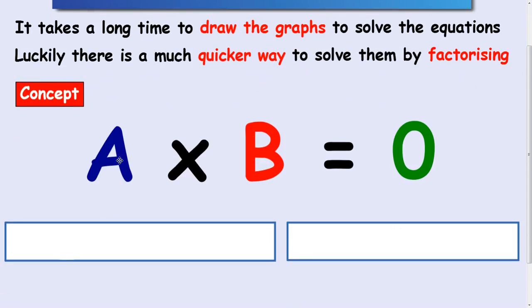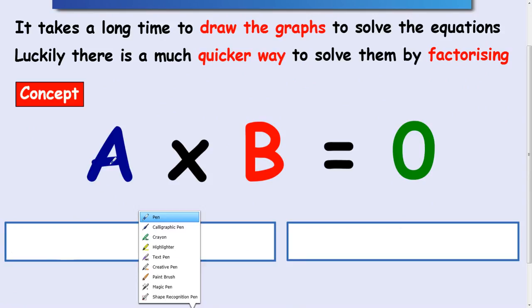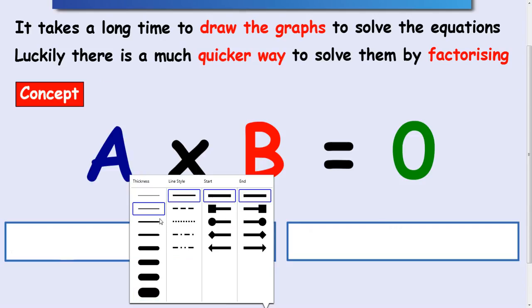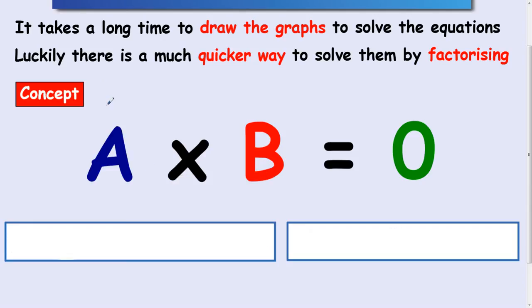Now the concept is this: if you have two things multiplied together that equal 0, either one of them can be 0 to make that true. Say for example A was 10, as long as B was 0, this would be true. And you can make A anything you like. You can make it 10,000. As long as B came out to be 0, this would work out.